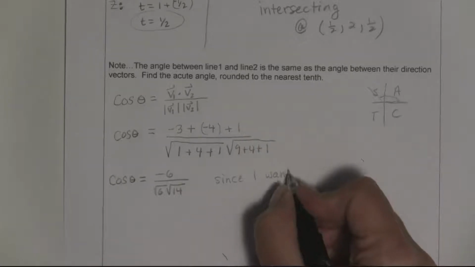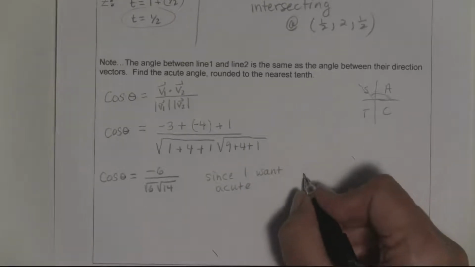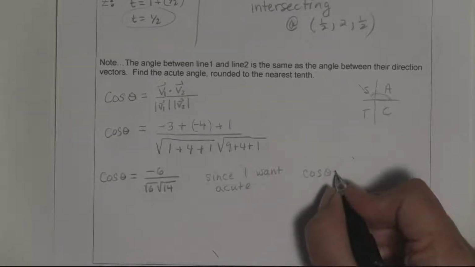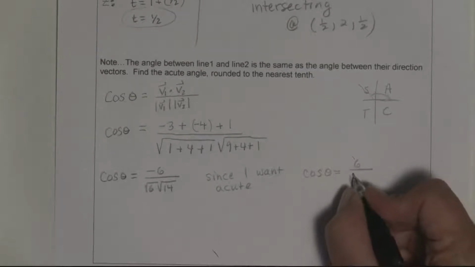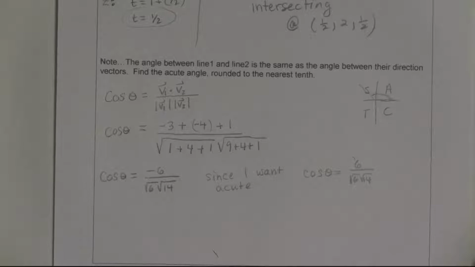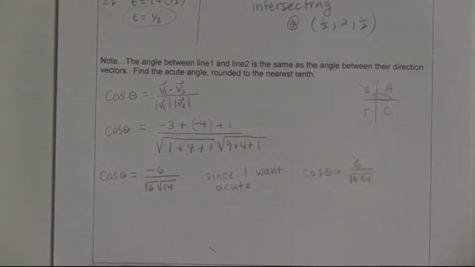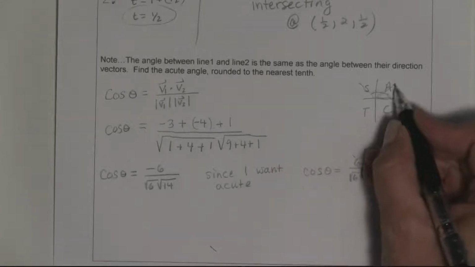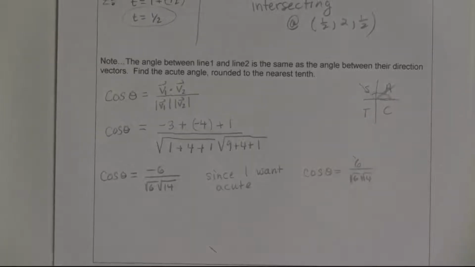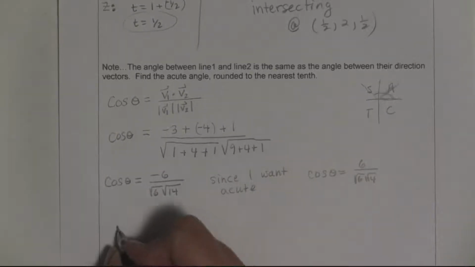I asked for acute, the small angle, so I'm just going to look at this as cosine of theta equals 6 over the square root of 6 times the square root of 14. I believe your book says do the absolute value if you want the acute angle, and if you do the absolute value, you certainly will get the positive back. That makes my cosine positive and in the first quadrant when I do the arc cosine of it.